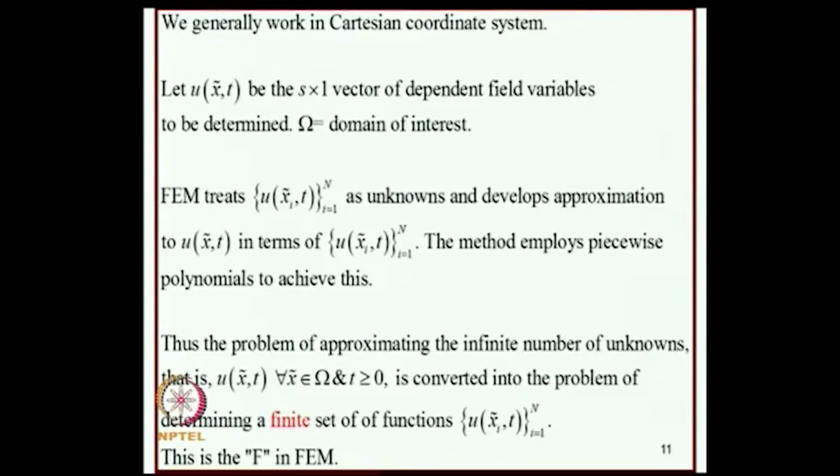Now, to explain what is finite in finite element method, we will start with some observations. We generally work in Cartesian coordinate system. When we apply finite element method, we typically deal with vectors and tensors like displacements and stresses and strains and so on. Therefore, we need a coordinate system. So, we use Cartesian coordinate system. Now, a field variable u of x tilde comma t, let us say that is an s cross 1 vector of dependent field variables which we need to determine, and omega is the domain of interest. So, x tilde is x1, x2, x3 which is a Cartesian space.